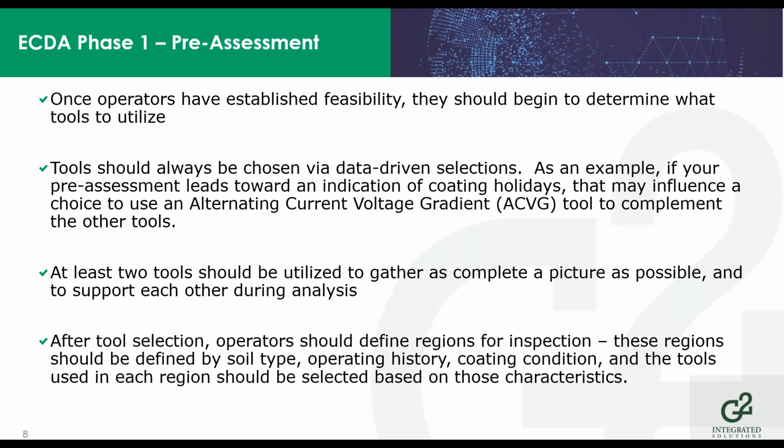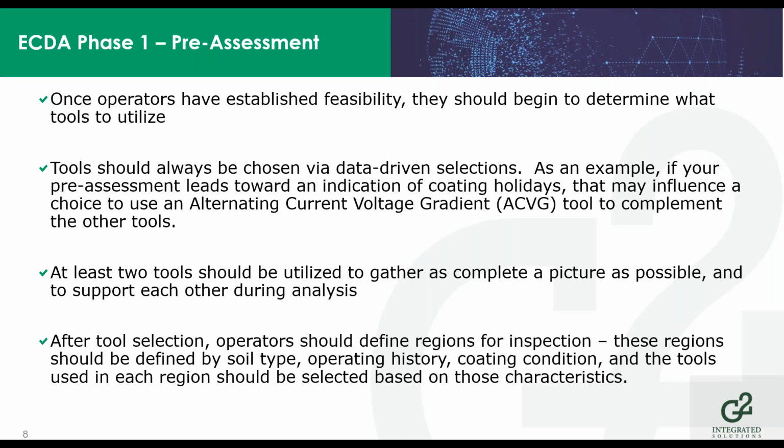One area that operators can get some information from is Table 2 in NACE SP 0502. This provides a breakdown of tool selection based on certain conditions that you may encounter on the right-of-way. You can use this table as kind of your basis to determine what tools you want to use. It's a good idea to incorporate a table like this, or develop a table like this, to put into your procedures.